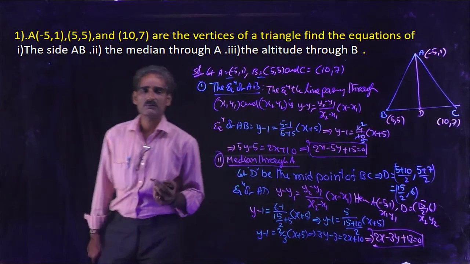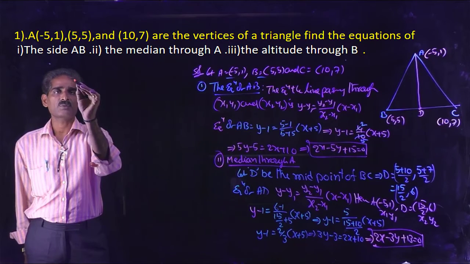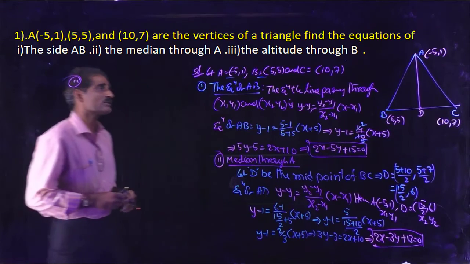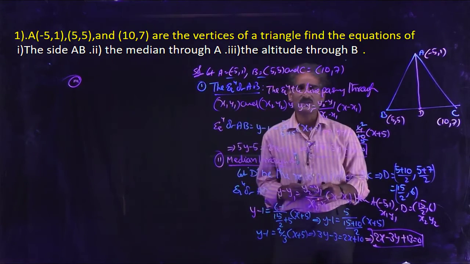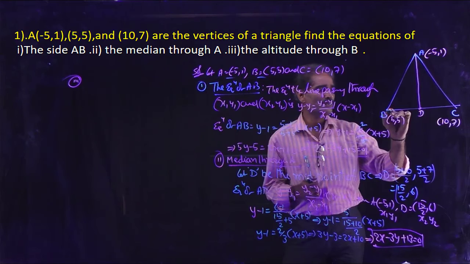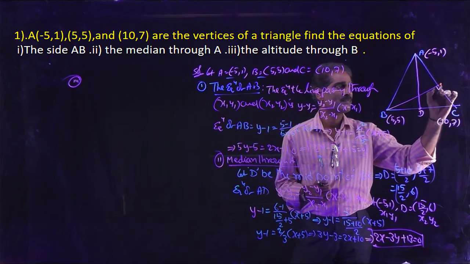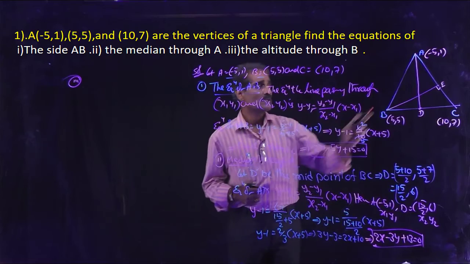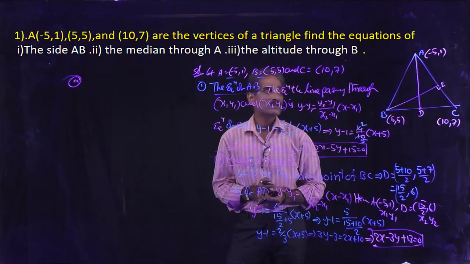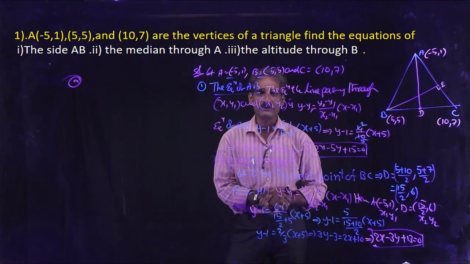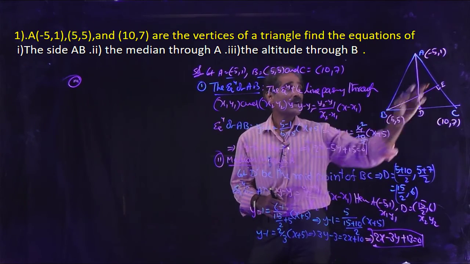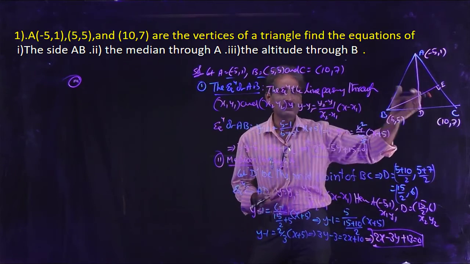Next, come to the last one. What is the third problem? Here the third problem is the altitude through B. Just observe. The altitude through B is the line which is passing through B and perpendicular to the opposite side. Just draw the perpendicular from B to the opposite side. Just observe the figure. Let E be the foot of the perpendicular of B upon AC. Now BE is called the altitude through B. Here we have to find the equation of BE. It is passing through point B and perpendicular to AC. If you know the slope of AC, we can find the slope of BE.